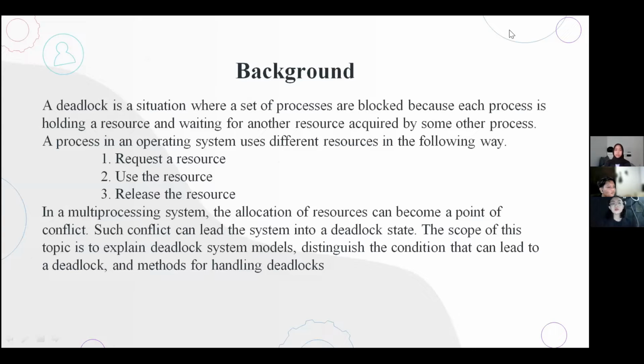In a multiprocessing system, the allocation of resources can become a point of conflict. Such conflict can lead the system into a deadlock state. The scope of this topic is to explain deadlock system models, distinguish the condition that can lead into a deadlock, and methods for handling deadlocks.